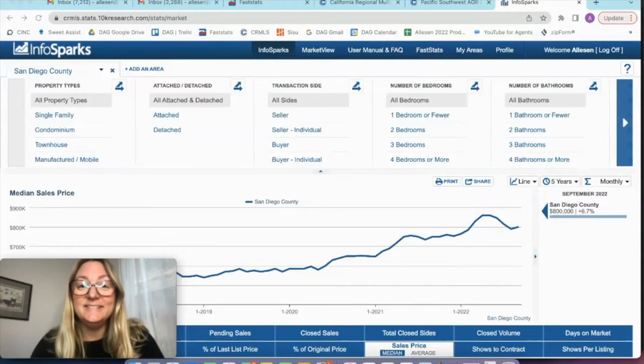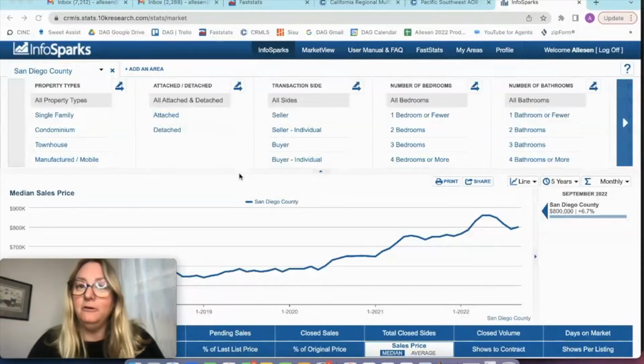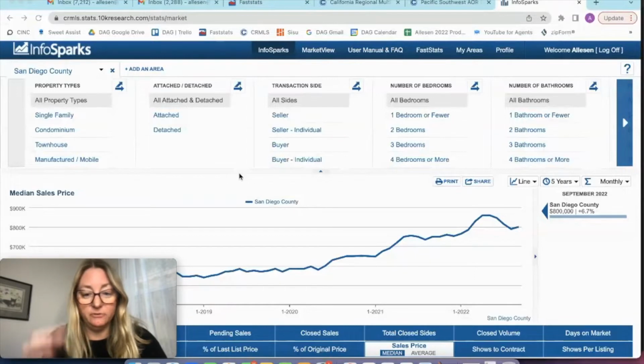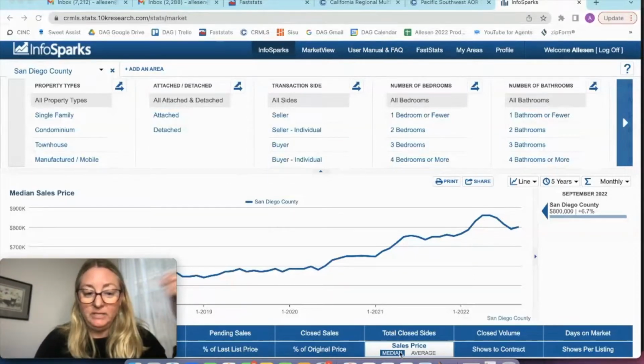All right, let's dive into the data. So we have this system called InfoSparks, and it has all kinds of information in it. And I absolutely love coming in here and diving into all of the details. So I'm just going to take you along so that you can see what I look at when I am looking at this information. So it always opens to median sales price.